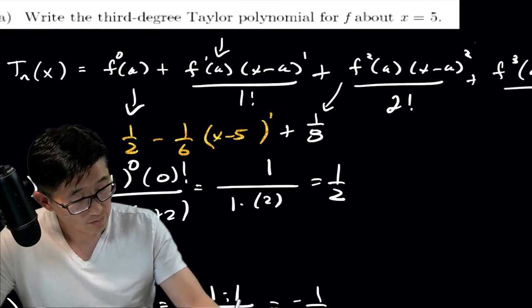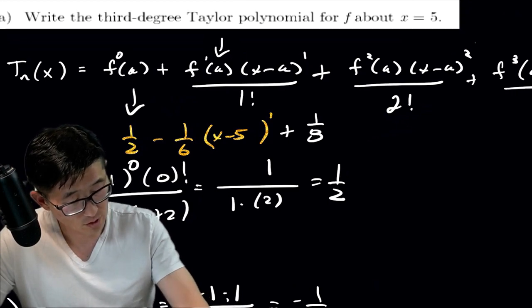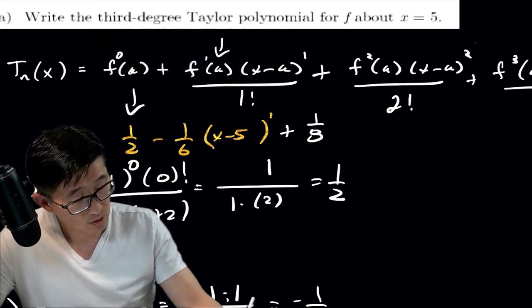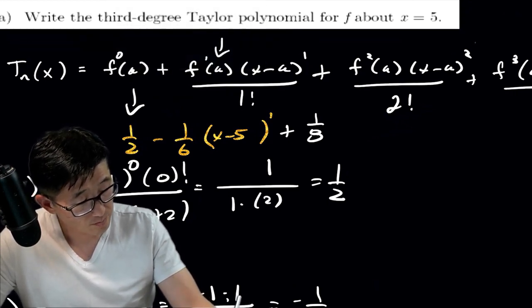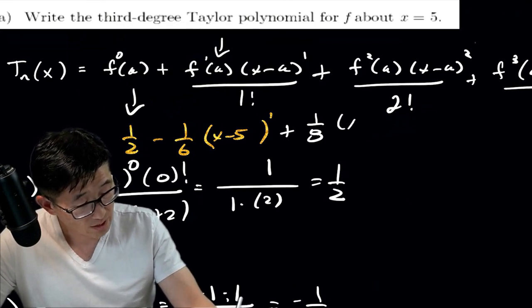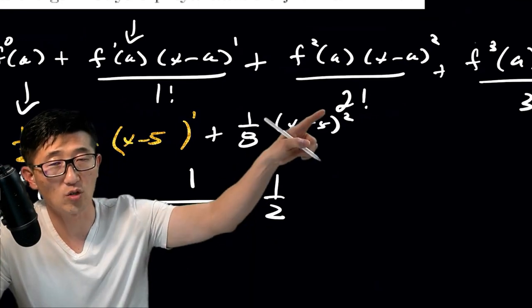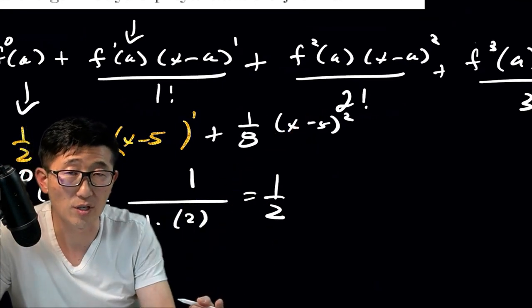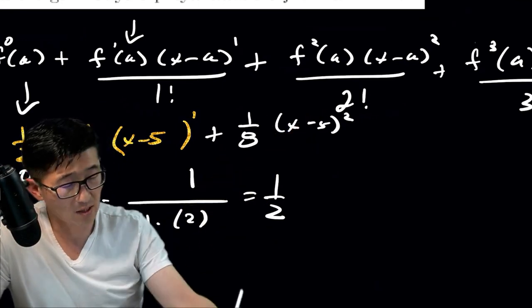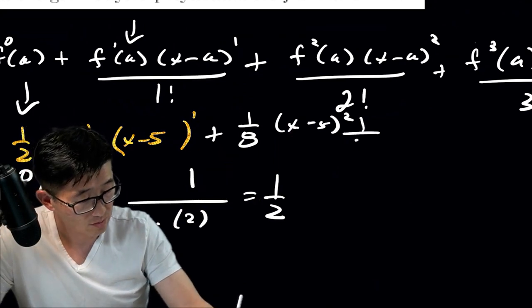Oops. Erase, please. Oh, there it goes. Okay, and then x minus 5 to the second power. 2 factorial is 2, and that's your denominator. That 2 will be multiplied to 8. So I'll go like this.